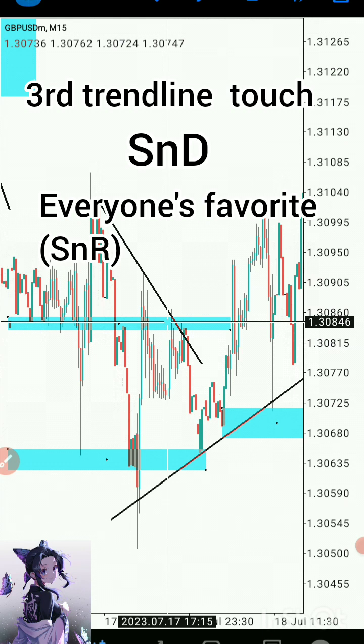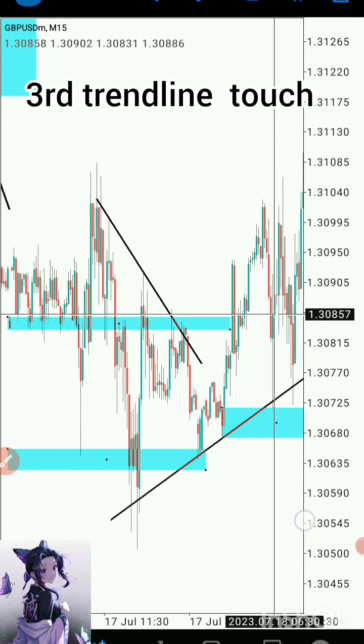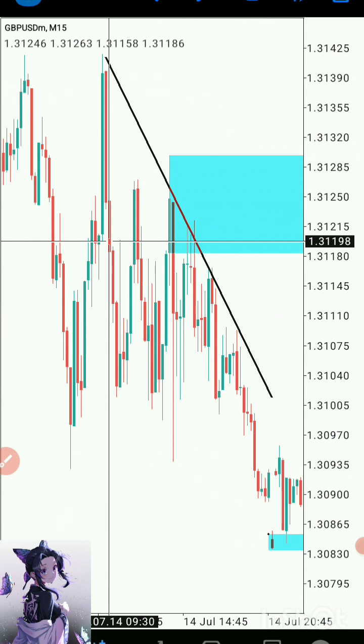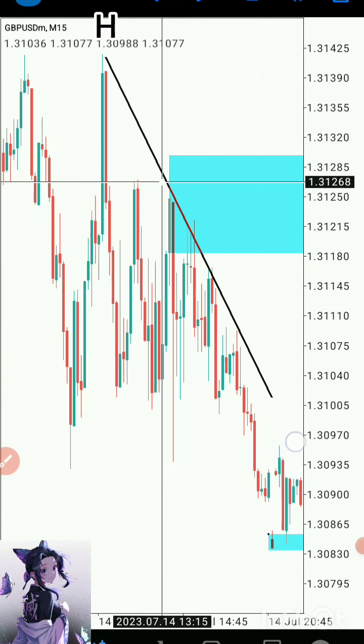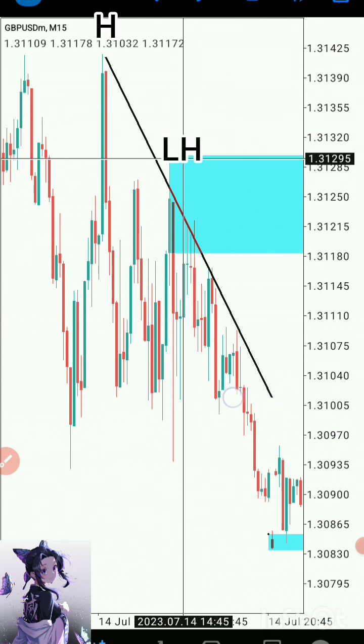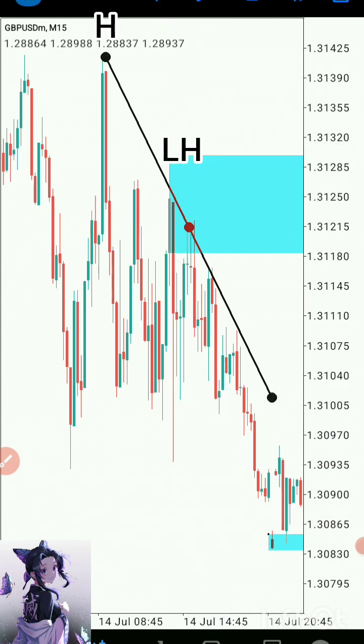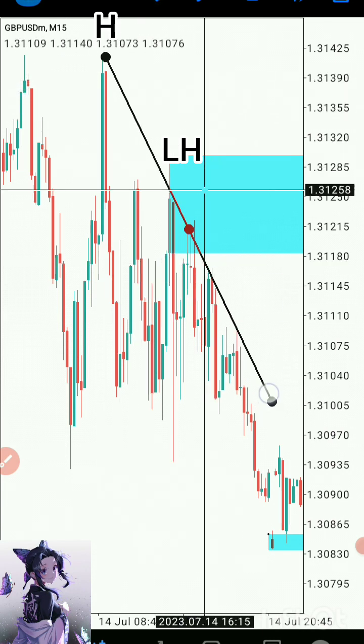Either way it works, it's a confirmation. Now let's look at this example. You can see price formed a high, then went back up, for the second time formed a lower high. Then this is what you are going to draw your trend line like this, from this area to this area.